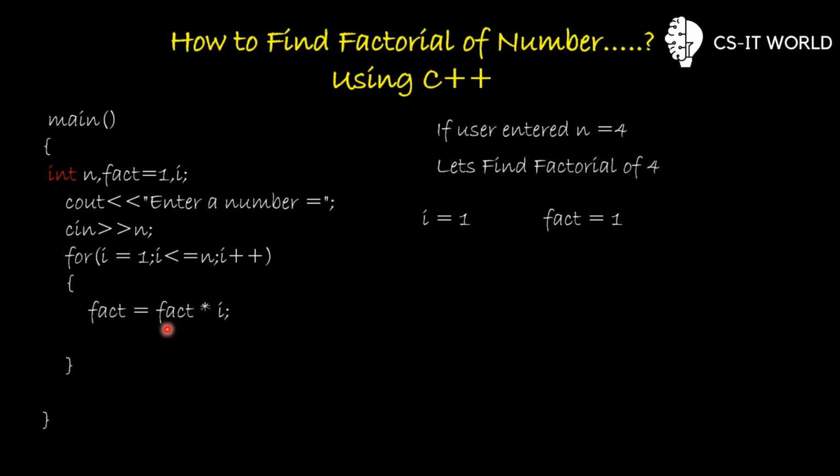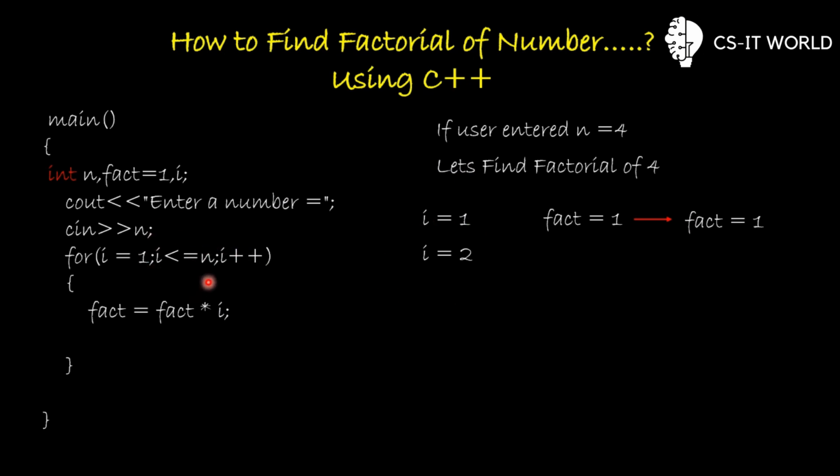Now we'll multiply this both, 1 multiplied by 1, and it will store into the fact. So value of fact is again 1. Okay, after that, again control goes here, and I will increment by 1, that is i = i + 1. So i plus 1 means the value of i will be 2.